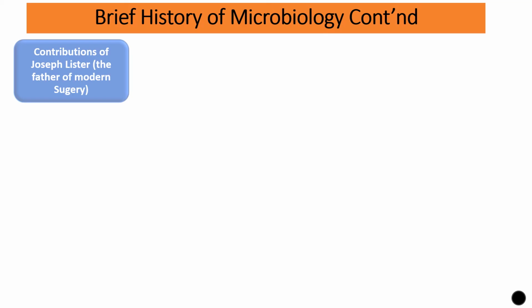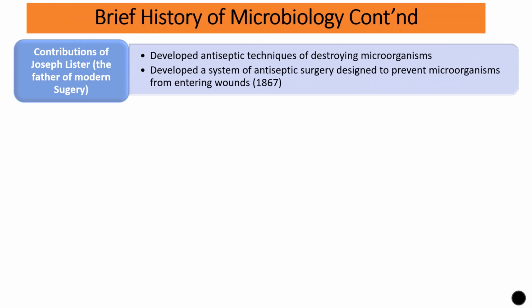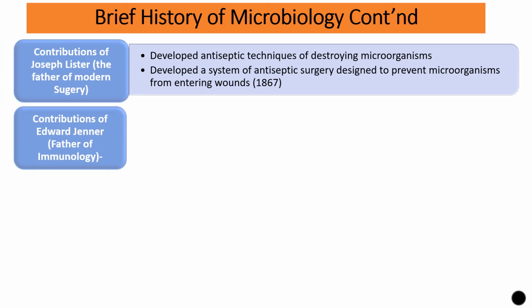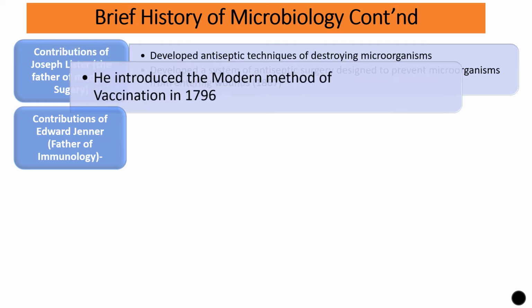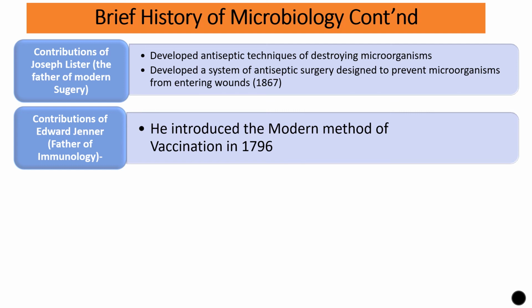So in addition to Robert Koch, we have many other scientists that contributed to the development of microbiology, some of which include Joseph Lister, who is now considered the father of modern surgery because of his contribution to modern surgery. He was a scientist that developed antiseptic techniques for destroying microorganisms, and he developed a system of antiseptic surgery designed to prevent microorganisms from entering wounds in around 1867. Another scientist, Edward Jenner, who is now referred to as the father of immunology, introduced the modern method of vaccination in around 1796.